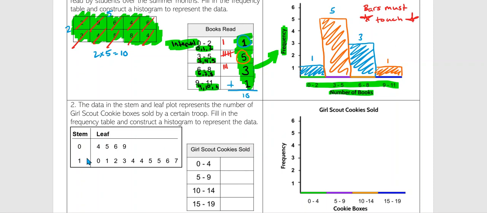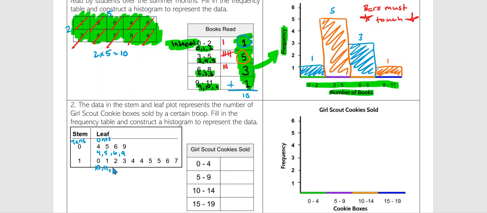So the stem is always going to be the tens digit here, and the leaf is going to be our ones digit. So 0, 4 is the same thing as 4. 0, 5 is just 5. 0, 6 is 6. 0, 9 is 9. Here we have a 1, so the 0 is 10.